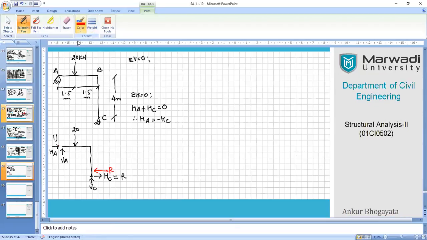Based on this you need to work out the reactions first. So I'll be waiting for your hand raise, and you just need to give me all these three values, out of which one we have already worked out here. Now you give me VA and VC. For sigma V equals 0 will not work in this case, so you have to go for sigma M equals 0 also.